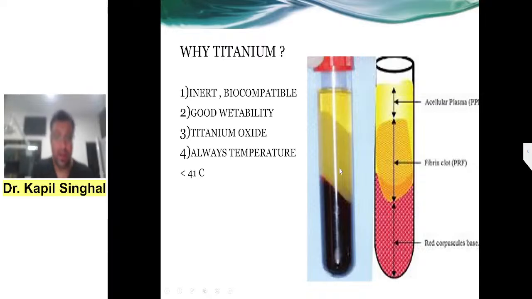The blood of the patient is taken and it is centrifuged, means rotated in a centrifuging machine at 2700 to 3000 rpm. The range is 2700 to 3000 rpm for 10 minutes. And it differentiates the blood into three layers, that is PRF, PPP and RBCs.